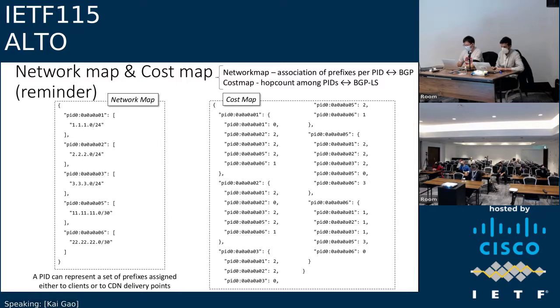Just to remark, the network map is obtained through BGP. We establish a number of BGP sessions with route reflectors in charge of advertising the prefixes of the end users. And on the other hand, for the cost map, we establish BGP-LS sessions with different route reflectors, so that we can build the topological relationship between the nodes connecting both endpoints on each side.